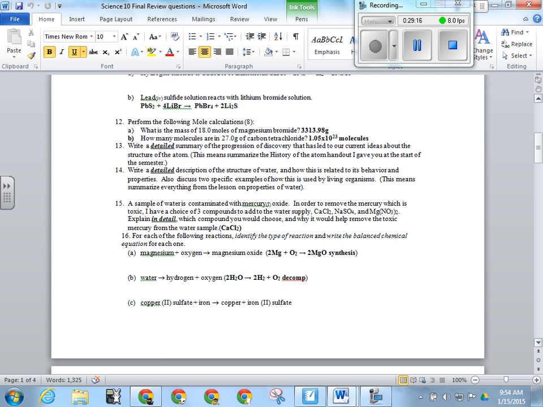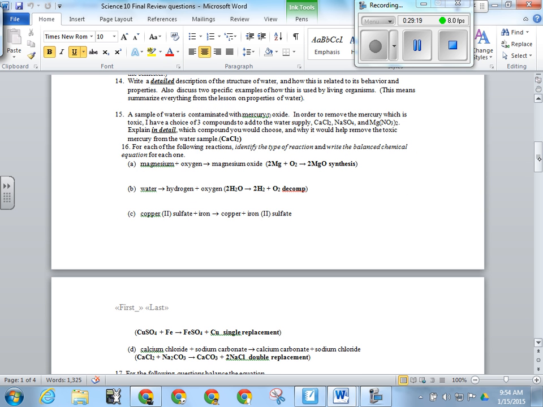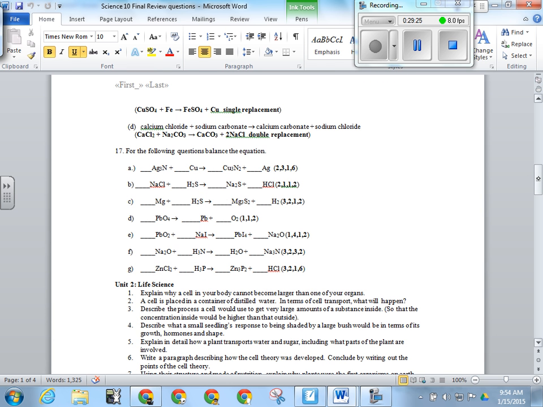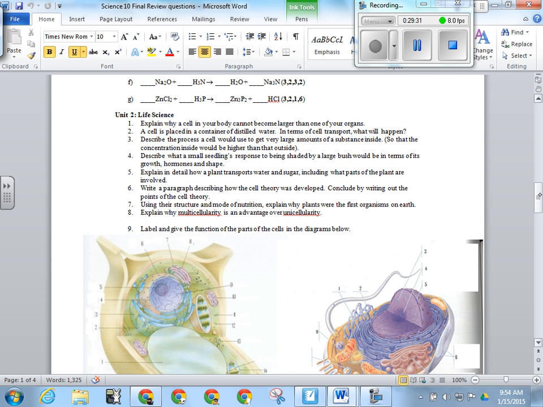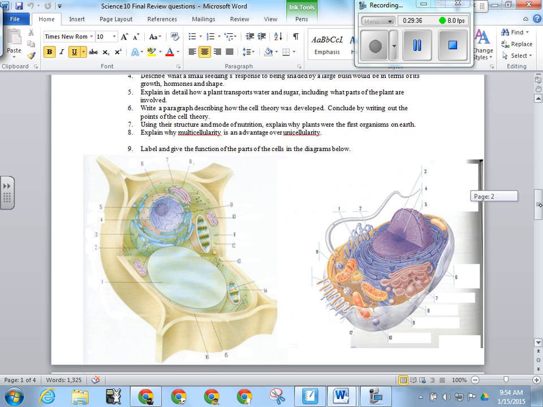Okay. And then there's a couple of, some of these are old exam problems that I've taken off of other exams, so they're in there. And then you got some more balancing stuff, and then you got some life science stuff. So you got the bio, you got the cells. For some reason I didn't key that. I'm not sure why. I think I just forgot.